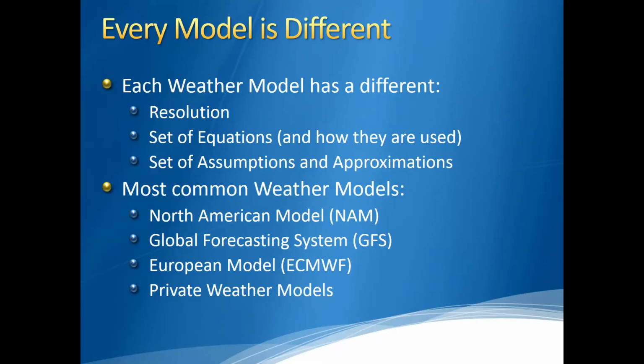As I just mentioned, the USL model is really good with winds. But some of these models are really good with precipitation. Others are really good with temperature. Others are really good with forecasting advection, the movement of air. And every model has different strengths and different weaknesses.